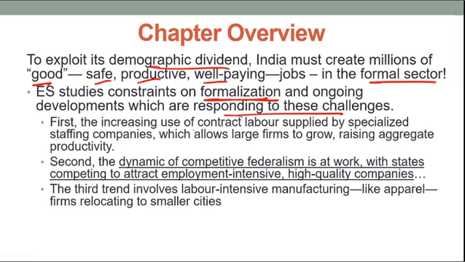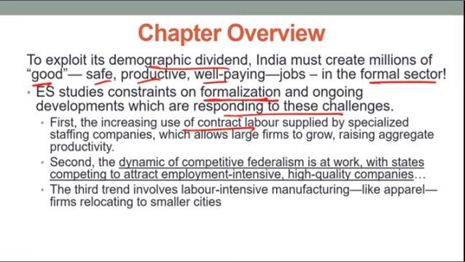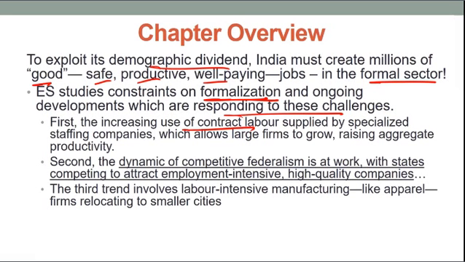Now first thing is use of contract labor. We have a lot of specialized staffing agencies like Team Lease. What do they do? They provide contract laborers for companies. So the company doesn't have to hire people. The person will not be on that company's payroll. The employee of Team Lease will come and work for your company. Now this allows firms to grow and actually improves productivity also, but it increases informalization of contract labor.